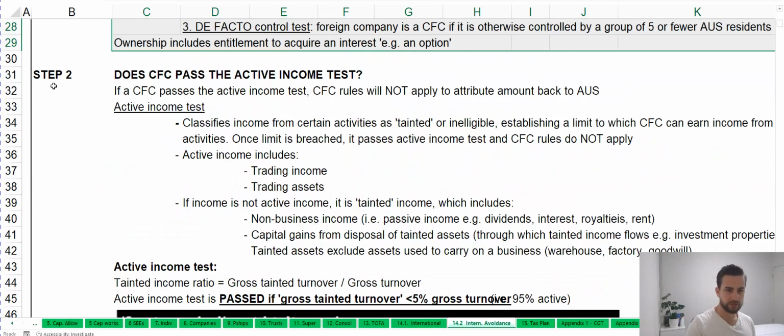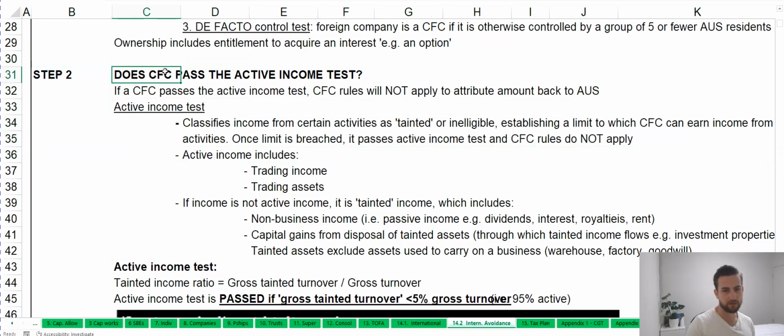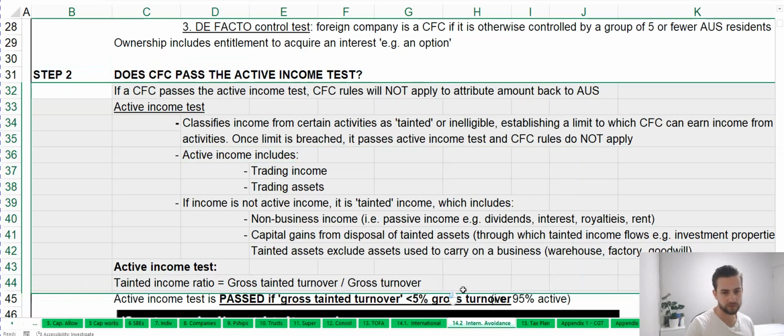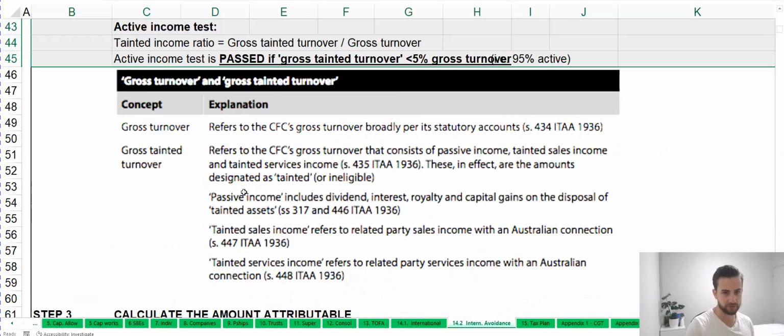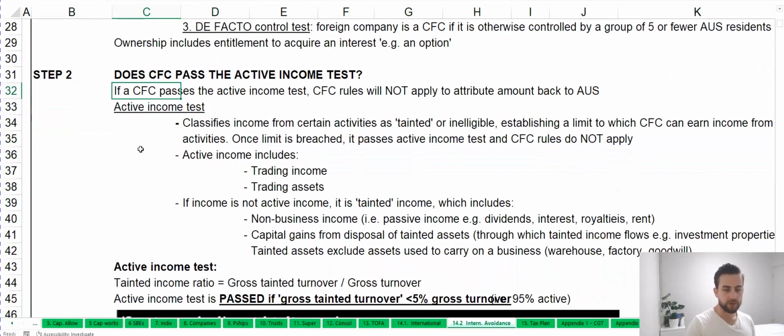Okay, so step 2 is, does the CFC pass the active income test, right? So the purpose of this step, and the next few steps, is what I mentioned before about that split between passive income and active income, right? So the government wants to punish passive income being over there. The government does not want to punish active income.